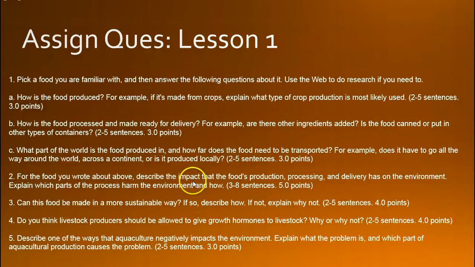For the food you wrote down above, describe the impact the food's production, processing, and delivery has on the environment. Explain which parts of the process harm the environment and how. If you are talking about a food that's coming to you from across the country or around the world, that whole transportation of that food to get to you is going to have some harmful effects on the environment. Also talk about how that food is produced and processed. Again, if you chose a food and you're not really familiar with it, use the web to do some research. Can this food be made in a more sustainable way? If so, describe how. If not, explain why not.